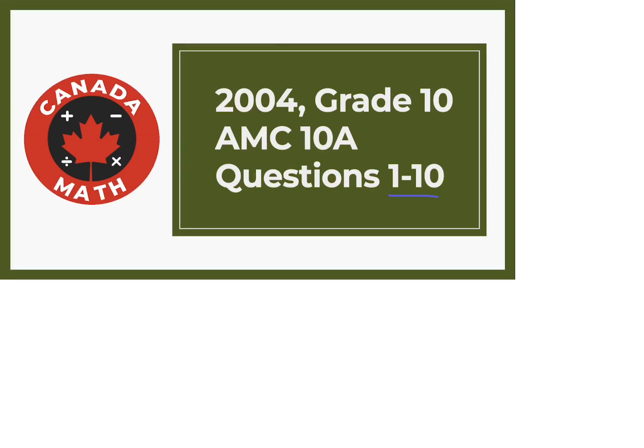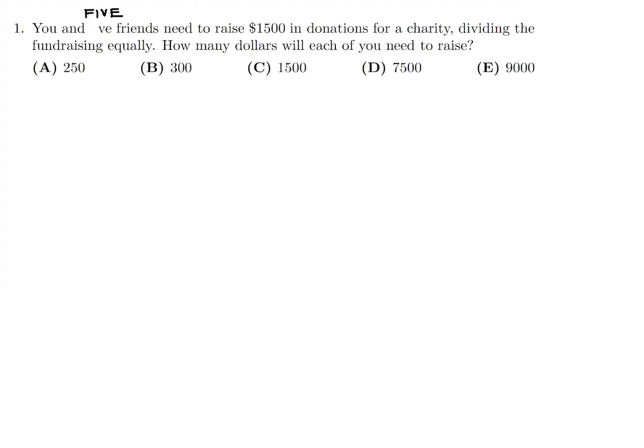Questions 1 through 10 on the 2004 Grade 10 AMC 10-8. You and 5 friends need to raise $1,500 in donations for a charity, dividing the fundraising equally. How many dollars will each of you need to raise?